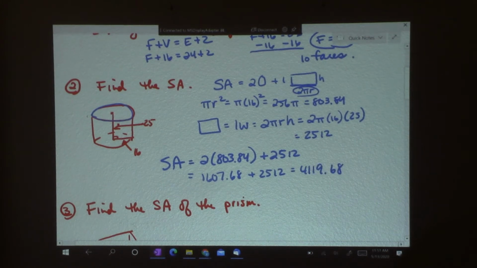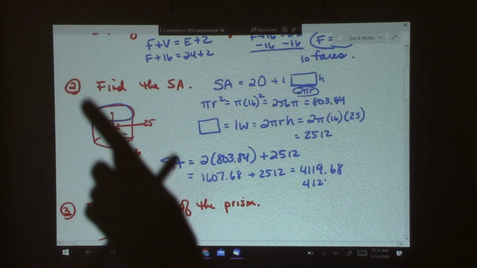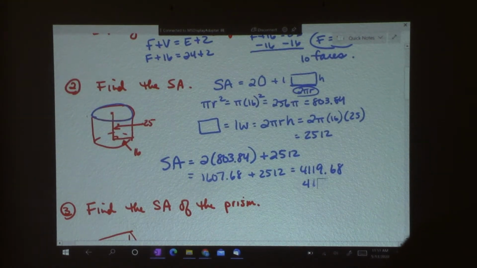119.68. That's funny because when I look at the answer when I did this before, I got 4121. Very close. So, just a couple points off. If I saw that on your paper, I would look back through your work and see that you've done it correctly, and then you would get full credit.